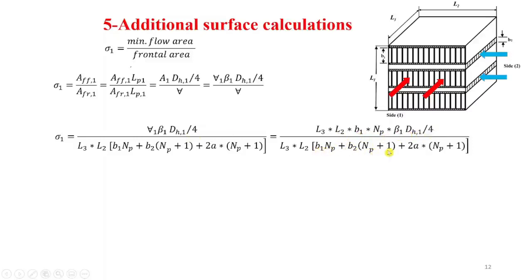Now you can see that in the numerator and denominator we have NB and NB here, but we have here NB plus 1 and NB plus 1. We are going to assume that NB plus 1 is roughly equal to NB. So we are going to take NB as a common factor, with L3, L2 common factors here and here. So we end up with sigma, which is equal to B1 times beta 1 times the hydraulic diameter 1 divided by 4, divided by B1 plus B2 plus 2A.